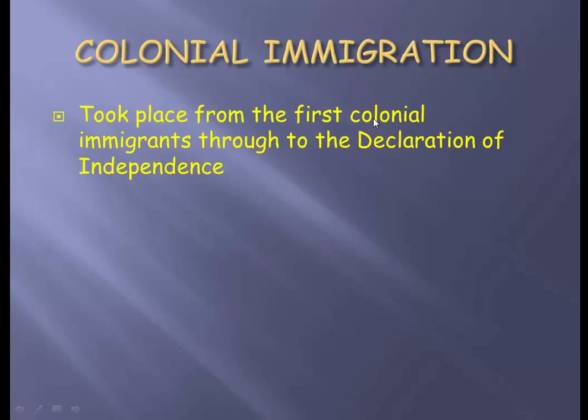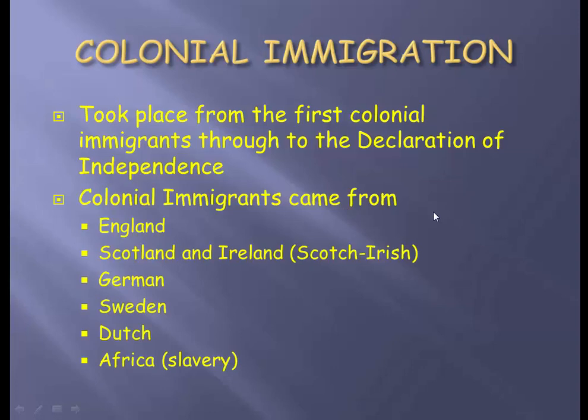As we begin to look at colonial immigration, I'm taking you all the way back to the 1600s and 1700s. These groups of people took place from the first colonial immigrants through the Declaration of Independence. The different groups that came at that time were predominantly from England. There were some Scotch-Irish, some Germans, some Swedes, some Dutch, and then the Africans came via slavery. But the predominant group is going to be England.